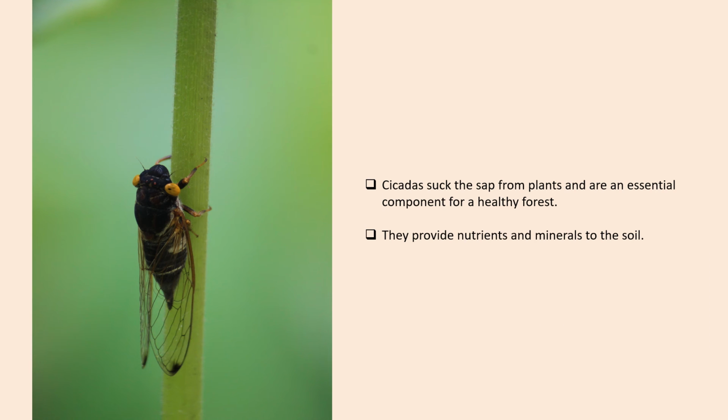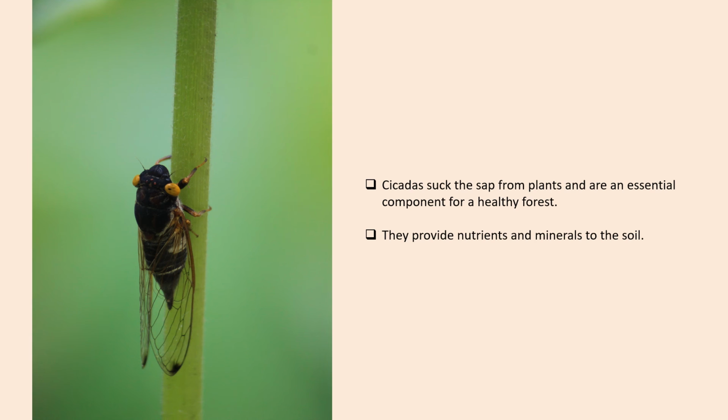This is a classic example of parasitism, because cicadas normally get their food from the sap of plants, and they suck the sap from the plants, and maybe through the vigorous sucking of saps they will cause death of the young plants. So, but they are an essential component of a healthy forest.